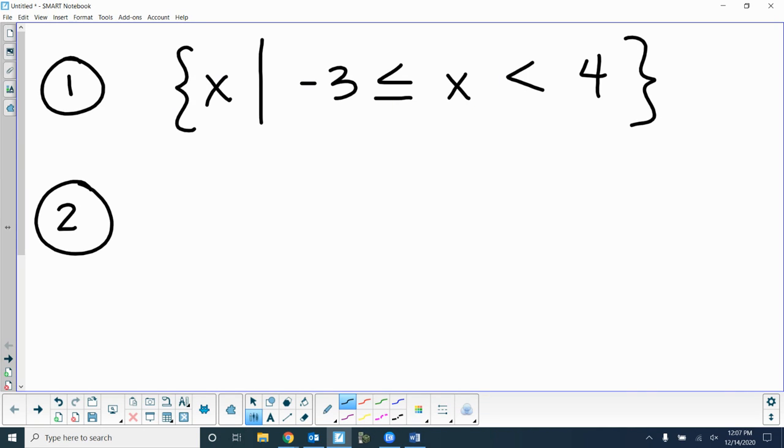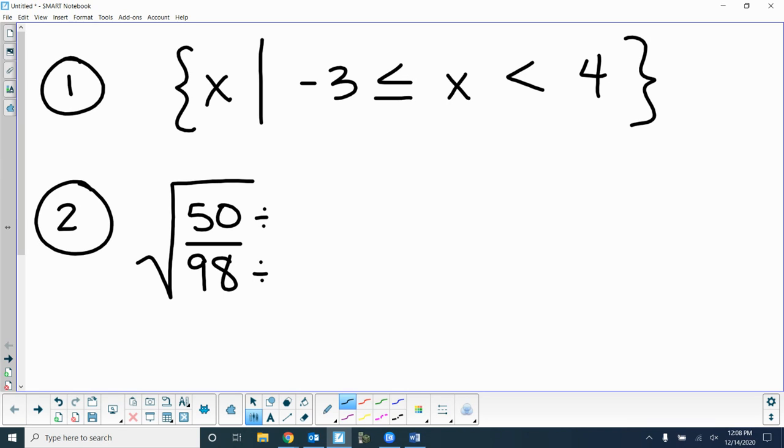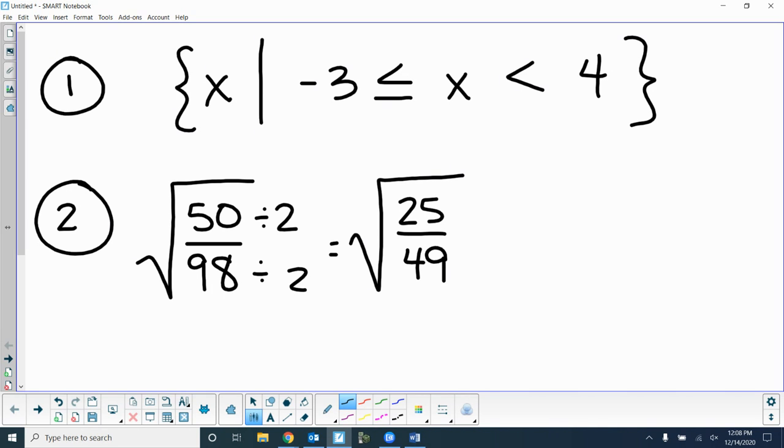All right, we're simplifying a radical for number 2. Since both of these numbers are under the radical sign, I can reduce that fraction like I normally would. What number goes in the top and bottom? 2. So divide both by 2. And you'll get 25 over 49, which are nice numbers when you have radicals. They're perfect squares. So just take the square root of each one, and that's your answer. 5 over 7.